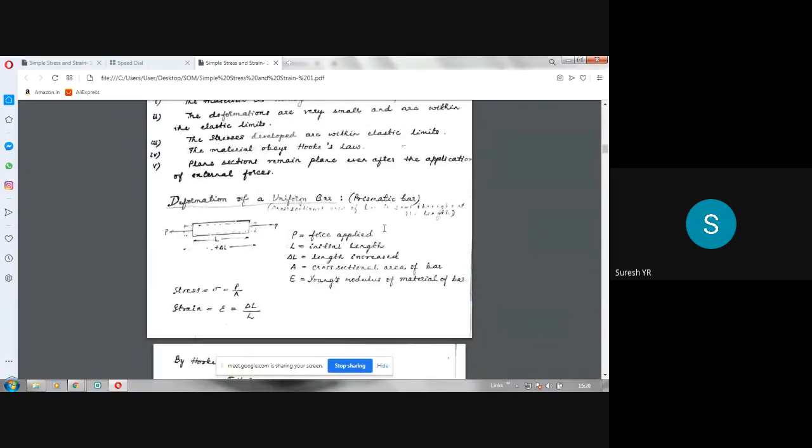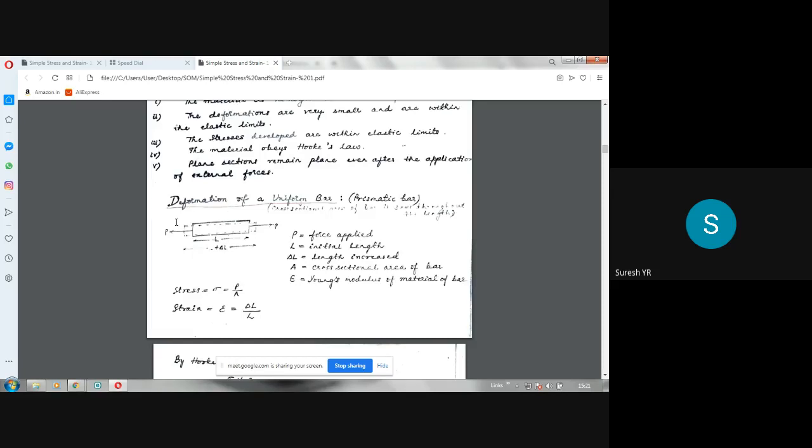Now the derivation starts. So the first simplest derivation in the strength of materials chapter is the deformation of a uniform bar. Uniform bar means the cross section doesn't change over the length. If the cross section remains the same over the length, then it is called a uniform bar, or it is also called a prismatic bar. The cross-sectional area of the bar is the same throughout the length, then it is called prismatic. Otherwise it is called a non-prismatic or non-uniform bar. If it's a tapering rod, then the formula will be different.